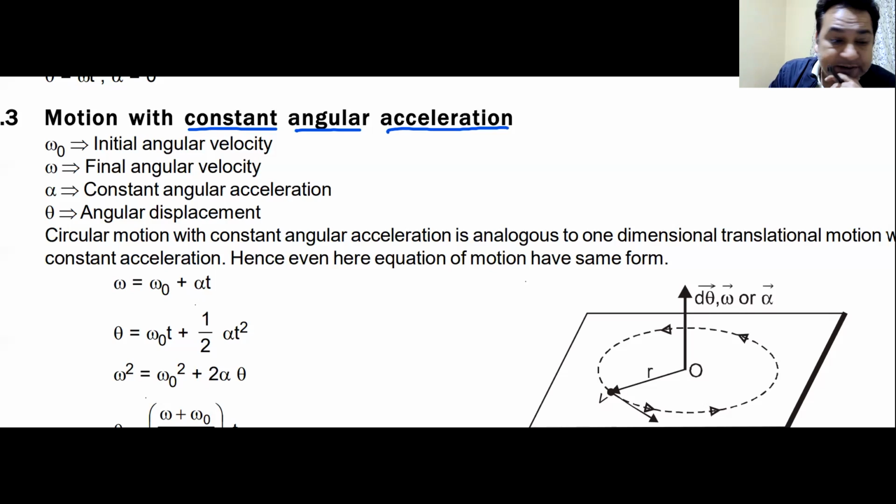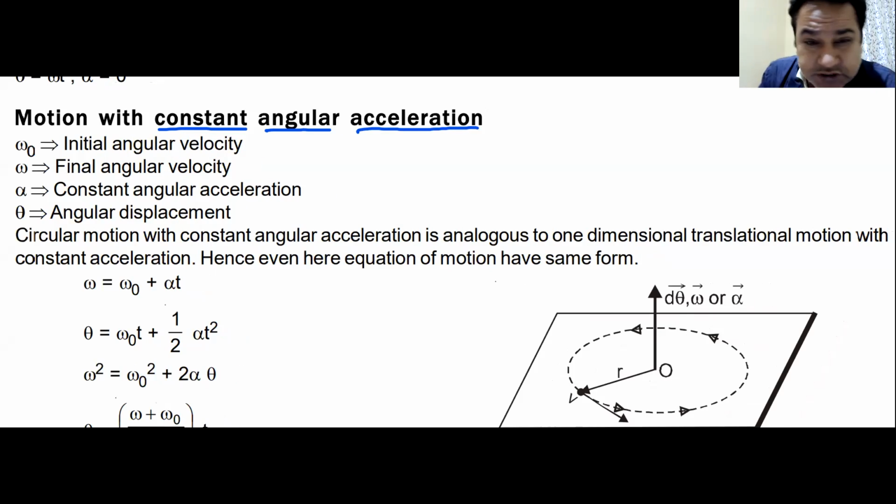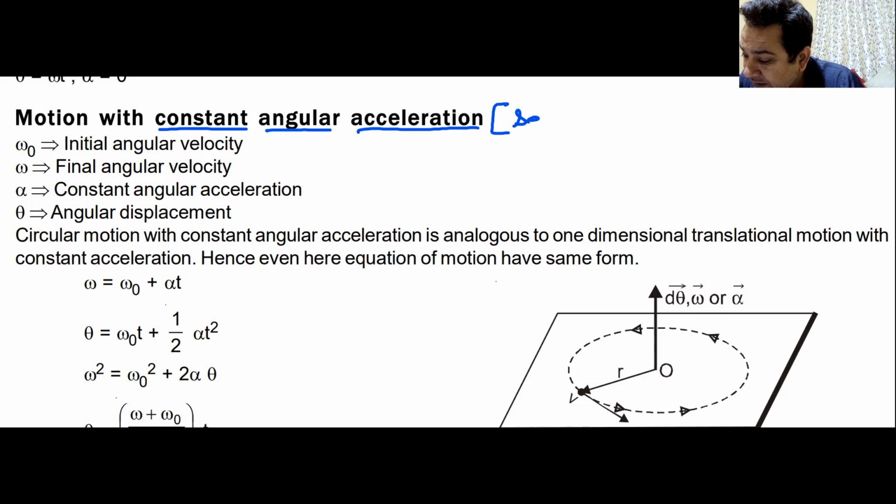In your first chapter, we have seen motion with constant acceleration. What happens in motion with constant acceleration? If the acceleration of the body is constant, acceleration will remain the same. Here we are talking about constant angular acceleration. That means alpha, the angular acceleration, is constant. That means the angular acceleration will remain the same and it will never change. Do we understand this? Can I have some raised hands that we understand this, sir?